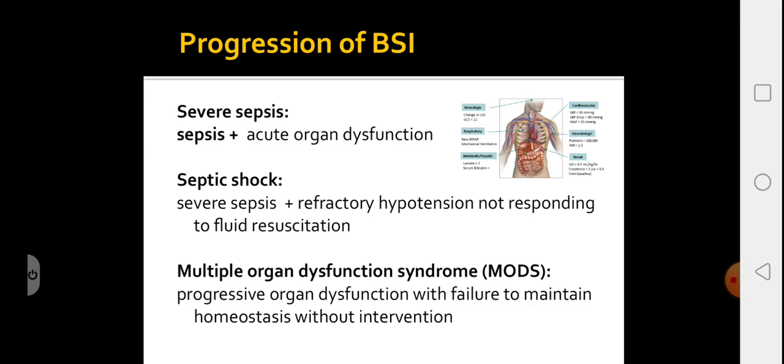What is severe sepsis? It is sepsis along with acute organ dysfunction, that is new onset organ dysfunction, not the chronic one. It can involve the cardiovascular system, central nervous system, respiratory system, etc.